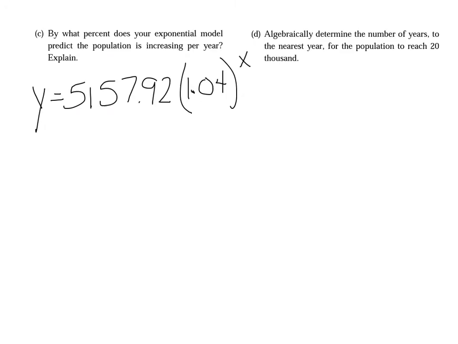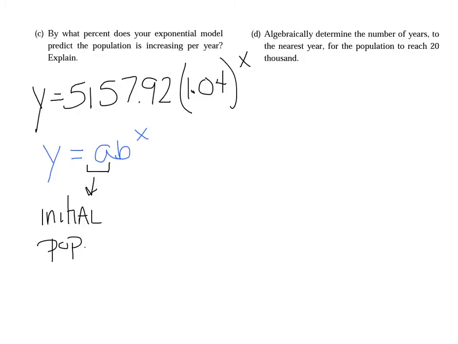All right, now this may take a little review to answer this question. By what percent does your exponential model predict the population is increasing per year? All right, so maybe we just need to review kind of our exponential growth model, our a b to the x. Now again, we talked about this a while ago. I just want to be very clear, so let's get this in our notebook. This first number here is our initial population in this case. That's how much we're starting with.